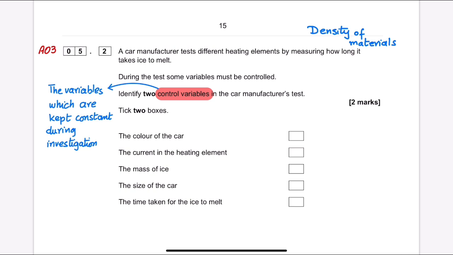The variables which are kept constant in the investigation: the first one is the current given to the heating element. It is kept constant for all the different types of elements. So the first option is the current in the heating element. The second correct option is the amount of ice used during the investigation.